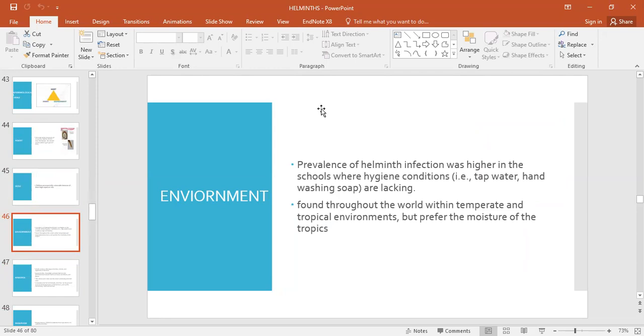Environmental factors. Prevalence of helminth infection was high in schools where hygienic conditions, tap water, and hand washing are lacking. It is found throughout the world within temperate and tropical environments, but prefers the moisture of the tropics.